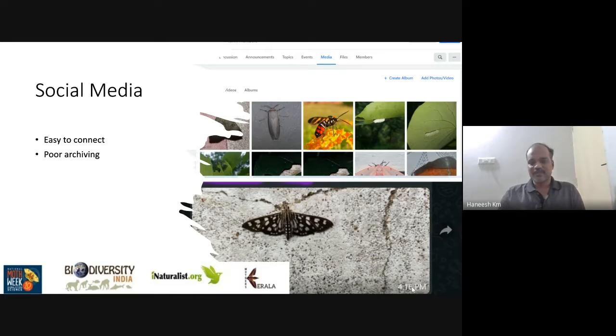And in groups like Facebook, you will get identification, but there is no proper recording of the species, or no proper recording of the document happening. So social media is good for creating awareness or interest. But beyond that, it is not helping the science or the study. It is very short lived. Even though it is interesting, it is very short lived, so we cannot depend on social media for the study of moths.